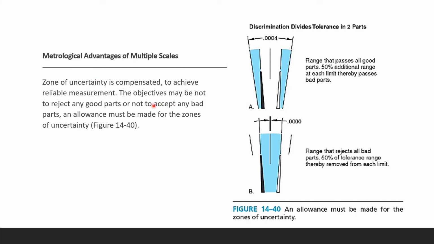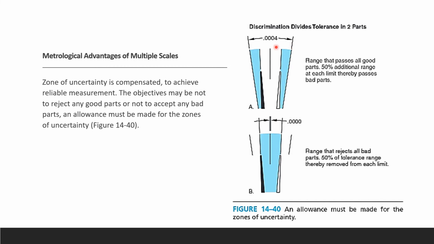So the objective is maybe not to reject any good parts or accept any bad parts. An allowance must be made for the zones of uncertainty. This is now linking to the manufacturing. We make the parts, and they have to be within the tolerance zone. Sometimes our measurement is going to be completely affected by the uncertainty, so the reading is messed up. In order to get an accurate reading, you have to compensate for your uncertainty zone. So here, the allowance must be made for the zones of uncertainty.